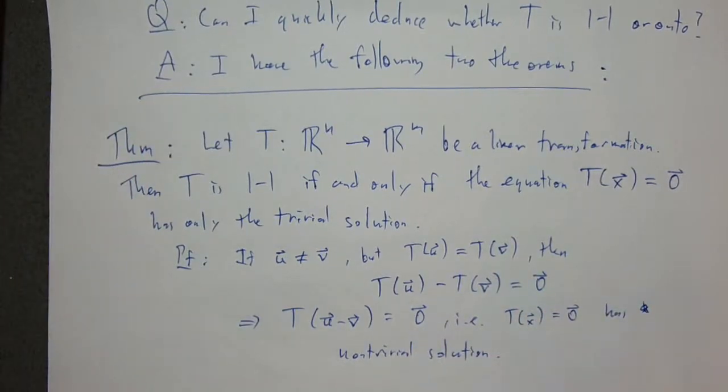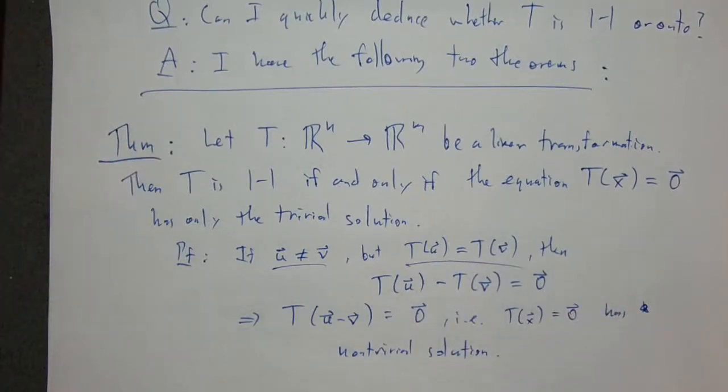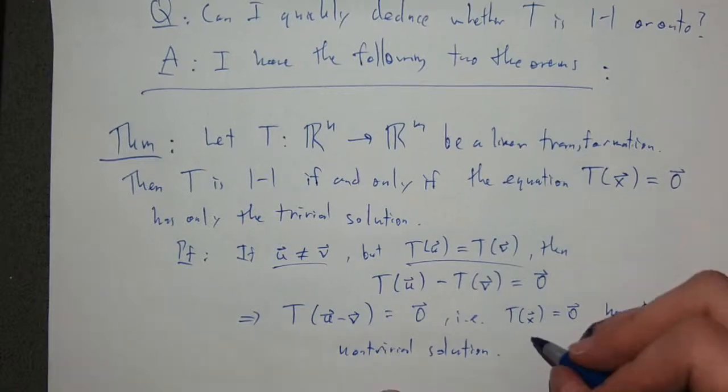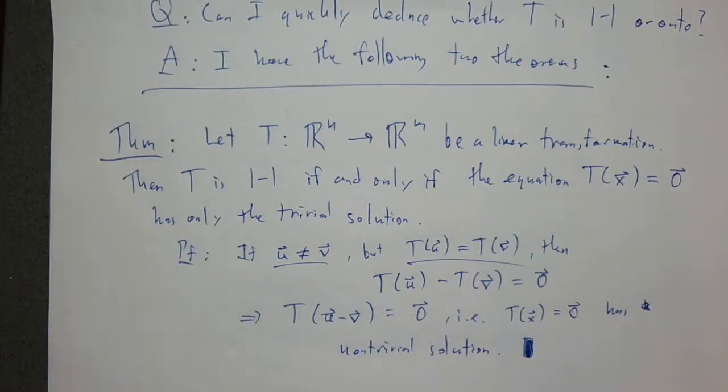But what did we assume? We assumed that u is not equal to v, but T of u is equal to T of v. That's assuming that T is not 1-to-1. So we showed that if T is not 1-to-1, then this equation has a non-trivial solution. This is called proving the contrapositive. A statement and its contrapositive have the same logical value. So we're done, with some tidying up here, because I technically didn't do one of the other directions.